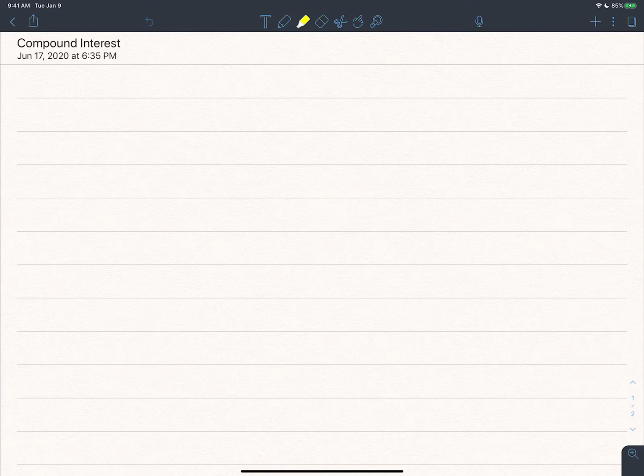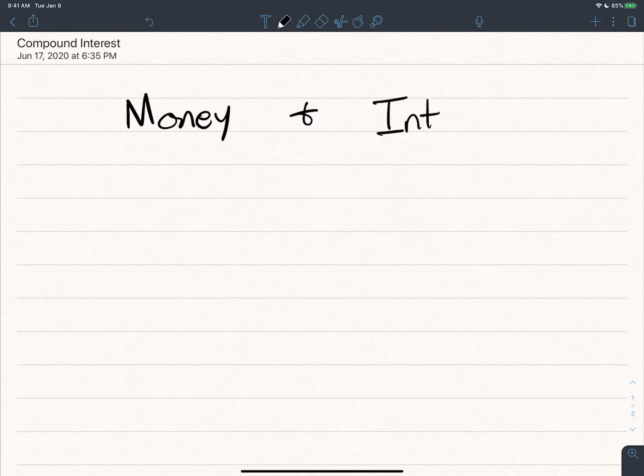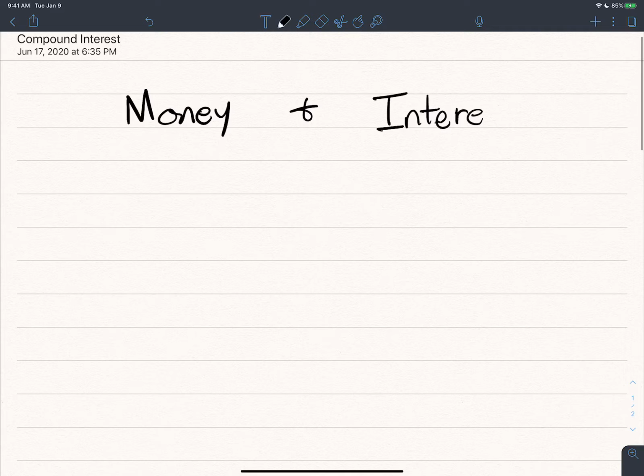Okay, so today we have a couple of different things that we are going to speak about, and all of them kind of revolve around money, right? And this idea of interest, right? So, just as an overview of what exactly we're going to talk about.